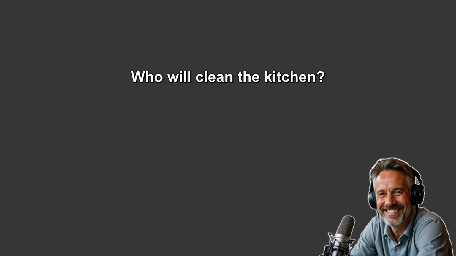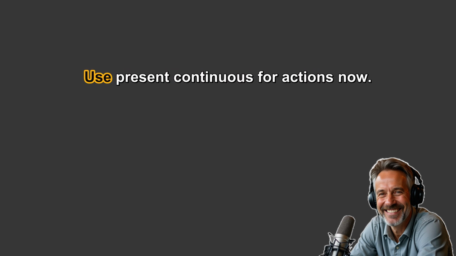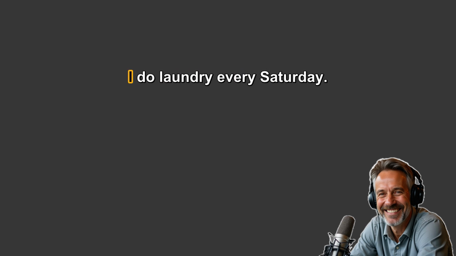Now some grammar tips. These are simple. Use present simple for habits. Use present continuous for actions now. I clean the house on Sundays. This is a habit. I do laundry every Saturday. This is a habit. I am cleaning the kitchen now. This is happening now. She is vacuuming the room now. He is washing the dishes now. They are taking out the trash now. Repeat after me. I clean the house on Sundays.